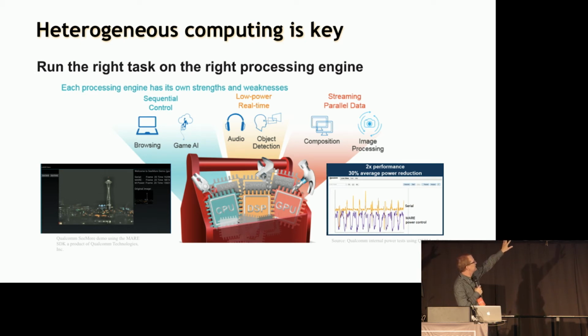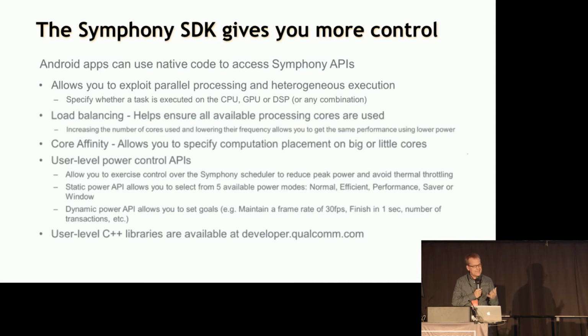So certain things are best on the CPU, like game AI. Other things obviously are better on DSP, object detection, audio. Things run very well on DSP. And other things run better on the GPU. Ideally, you're going to be using everything that's available to you. That will increase the processing power, and also in many cases it will lower your power.